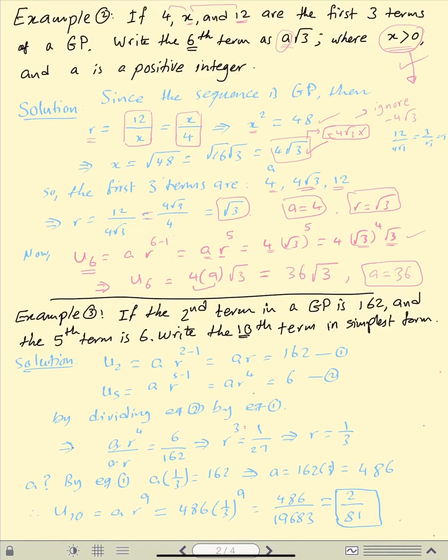Second term, which is U2. U2 is equal to ar to the power of 2 minus 1. So ar is 162. It's equation number 1. Fifth term, ar to the power of 5 minus 1, so ar to the power of 4 is equal to 6, as given in the question. He wants the 10th term, so I have to find the common ratio and the first term.